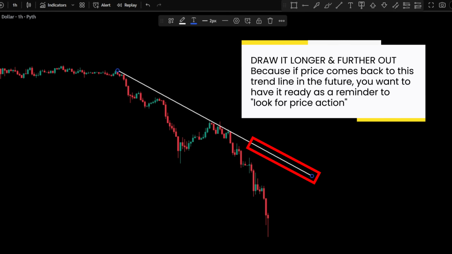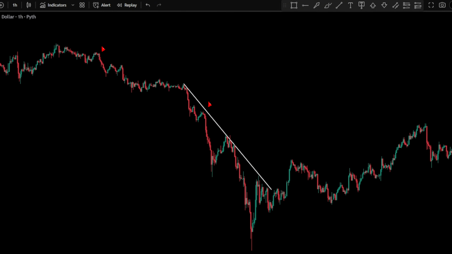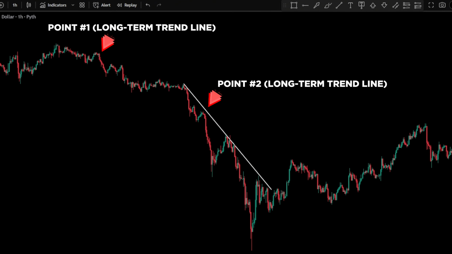Also, make sure when you draw your trend line to have it extended further down, because if price makes it back up to this trend line in the future, you want to have it ready there as a reminder to look. So here was your last trend line that would have been drawn before price broke the trend line. Now if you want, you can also draw this longer term trend line along these higher points like this.